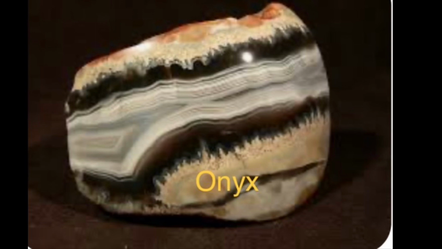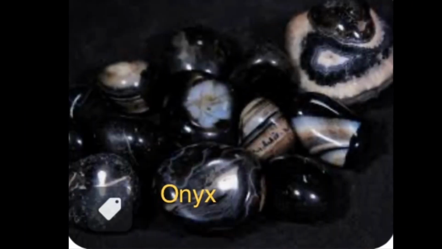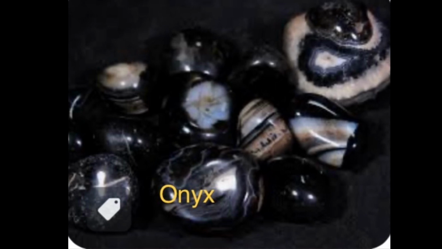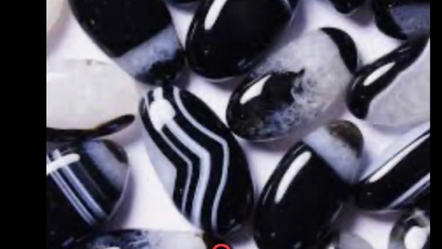This is onyx. Onyx is exactly like agate. It's a form of chalcedony, except that with onyx, the different colored bands are more parallel instead of concentric.